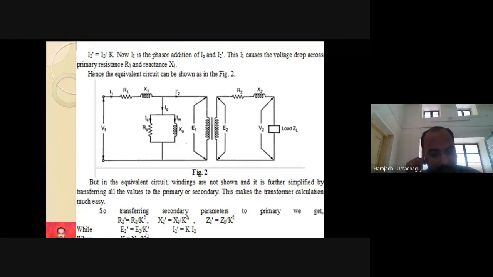So here what we are seeing is that whenever we are moving things from secondary to primary, resistance should be divided by K square, reactance should be divided by K square, impedance should be divided by K square.